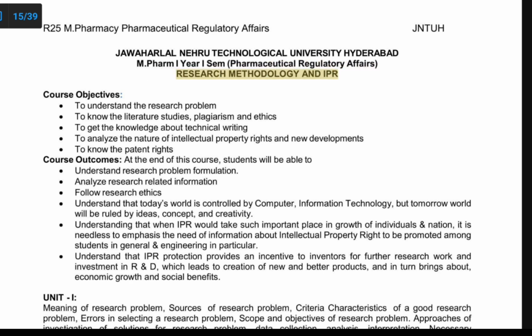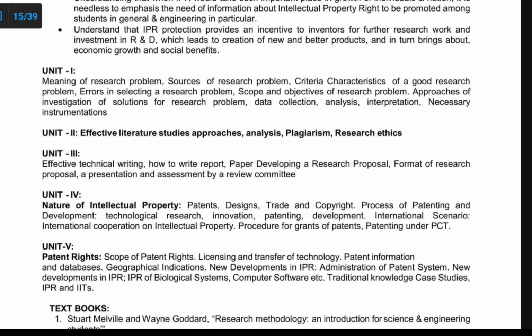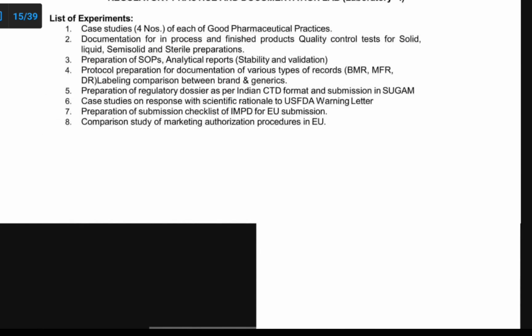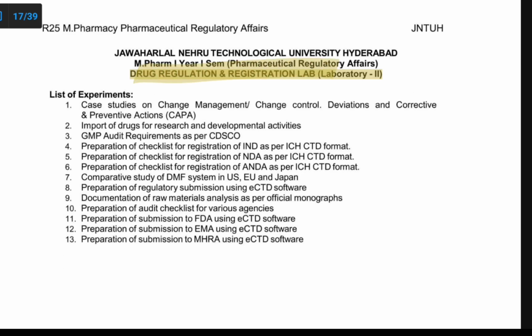Then we have research methodology and IPR: meaning of the research problem, approaches, plagiarism and research ethics, effective writing, nature of intellectual properties and patent rights. Drug regulation and registration lab: in this we have all these experiments.